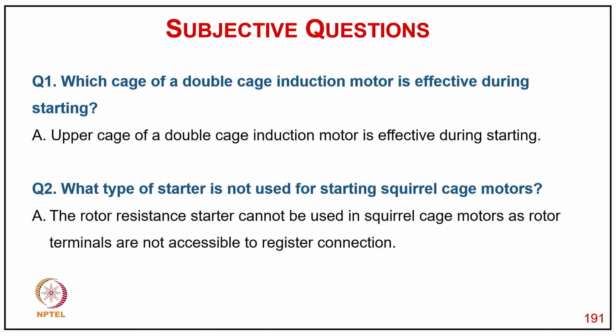So now coming to subjective and objective questions. Which cage of a double cage induction motor is effective during starting? The upper cage of the induction motor is effective during starting. What type of starter is used for starting of a slip ring induction motor? The rotor resistance starter can be used, as the rotor terminals are accessible.